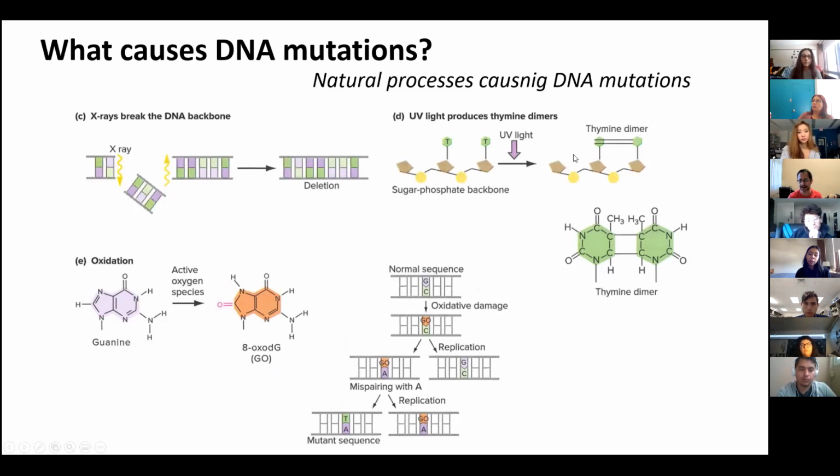And if we are ourselves exposed to UV light or to X-ray, we can also get these abnormalities. And oxidation is also happening in our cells. So as you can imagine, if we put all this together, there are many factors, endogenous or environmental factors, that can induce mutations in our cells.